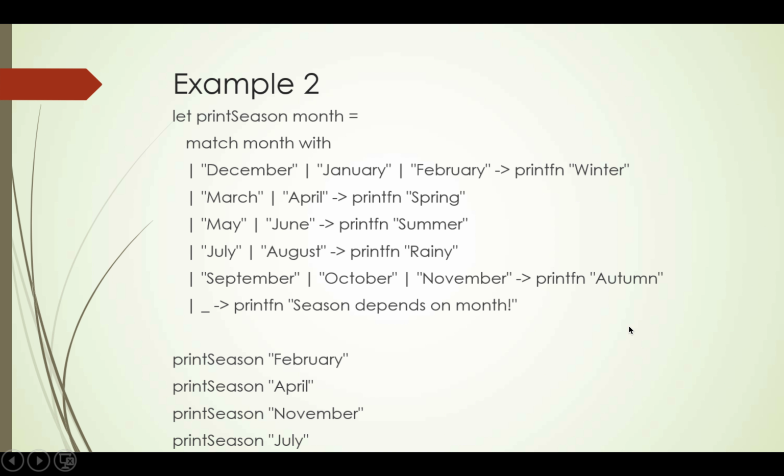Alright, here's our example 2. Let print season month equal, we match our month with any of these. So down here we're calling our print season, and we're passing in February. So it comes up here, our month is here, and it says match our month, which is February, with December or January or February. In this case, this first part's going to be true.